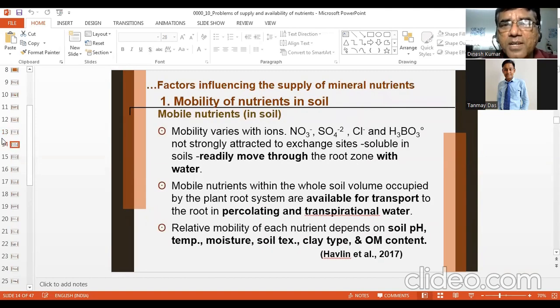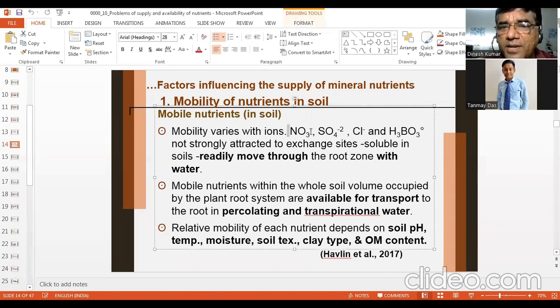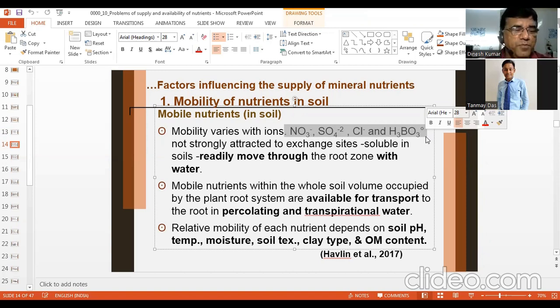Now, mobility of nutrients in soil. This is the number one factor which will affect the supply of mineral nutrients to the soil solution. Mobile nutrients in soil: mobility varies with ions. For example, nitrate and sulfate and chloride and even boric acid are more mobile. They are not strongly attracted to the exchange sites, soluble in soils, readily move through the root zone with water. So they are easily moving in the soil.